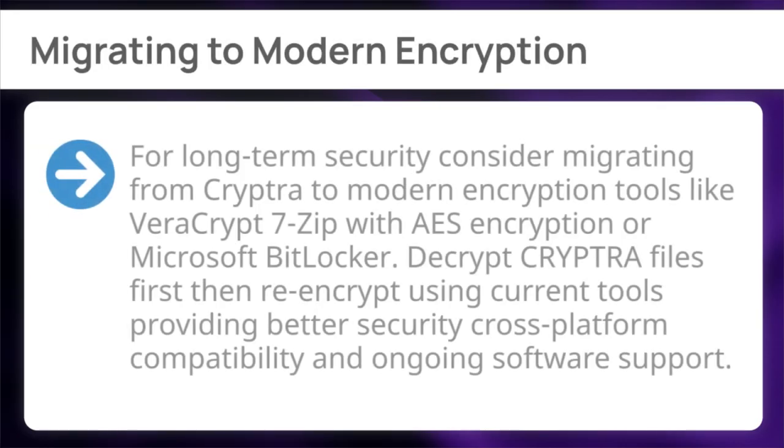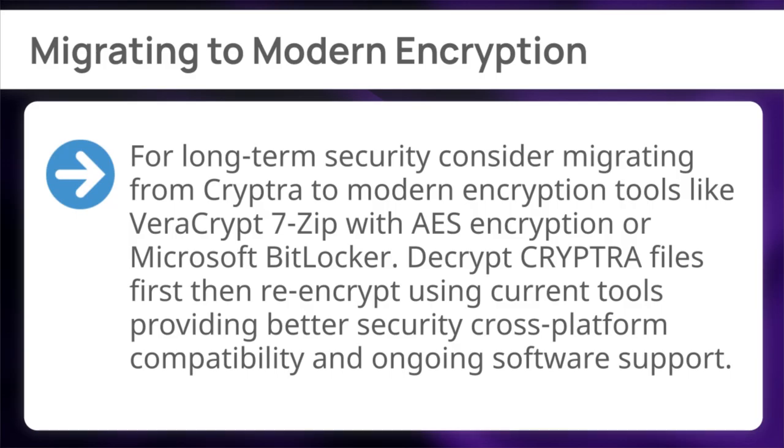Finally, migrating to modern encryption. For long-term security, consider migrating from Cryptra to modern encryption tools like VeraCrypt, 7-Zip with AES encryption, or Microsoft BitLocker. Decrypt Cryptra files first, then re-encrypt using current tools, providing better security, cross-platform compatibility, and ongoing software support.